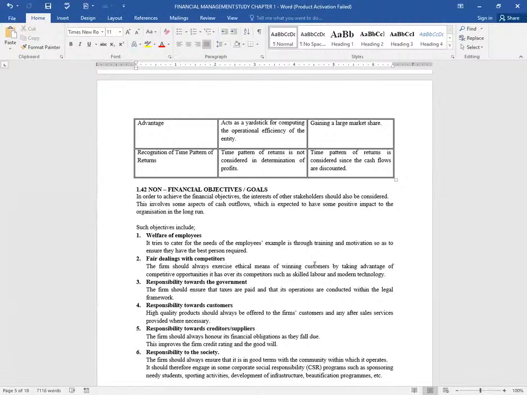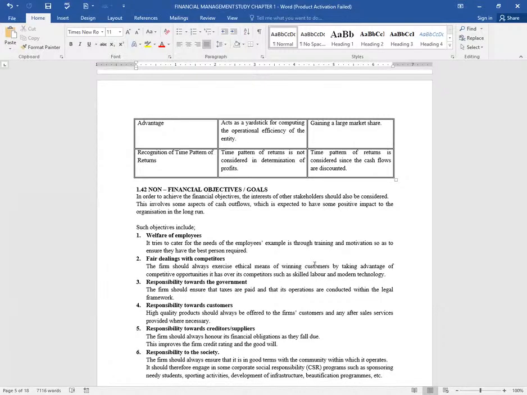And then the other non-financial objective, which may look very small but very important, is what we call the corporate social responsibility. The responsibility that you have to the society. Remember, as an organization, there is no way you can exist without the society. This society is the one that is buying your products.